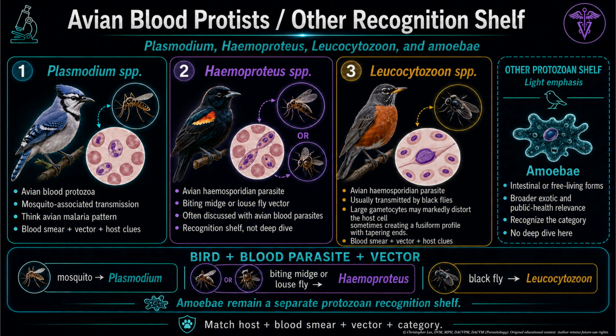Amoeba remain separate protozoans. Intestinal or free-living amoeba may appear in broader parasitology and public health discussions, but the goal here is category recognition, not an amoeba encyclopedia. Recognize the names, place them in the correct neighborhood, and keep moving.